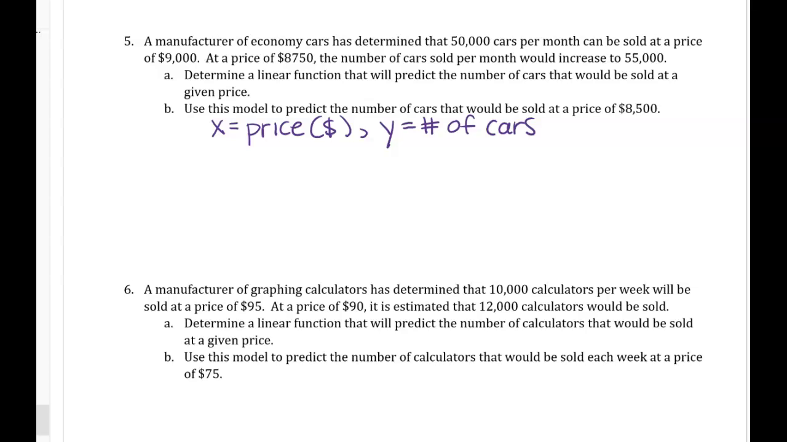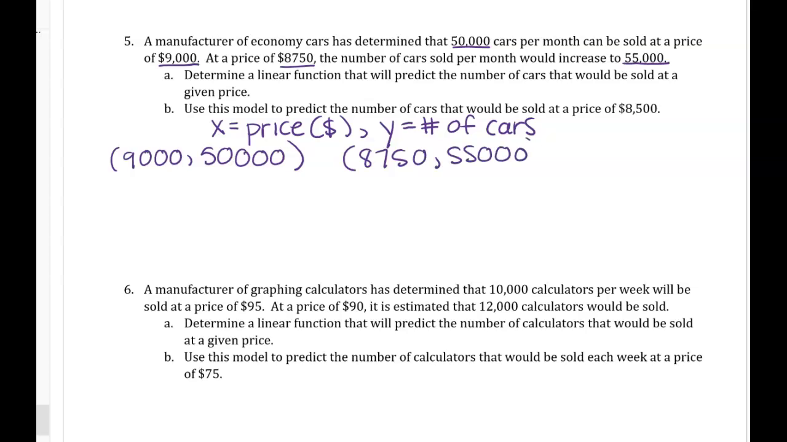In this case, we don't really have a slope, but we have two sets of values, 2 points. We have 50,000 cars at a price of 9,000, so that would be the point (9,000, 50,000). And then we have 8,750 and 55,000 cars, so (8,750, 55,000). From there, now we can find our slope.